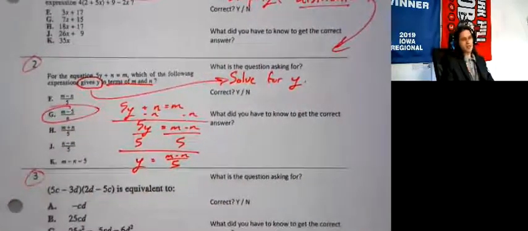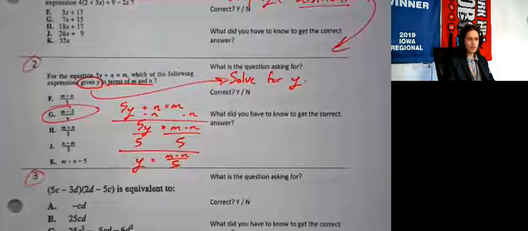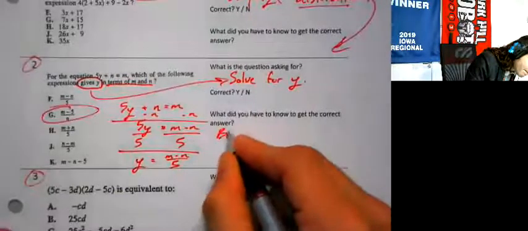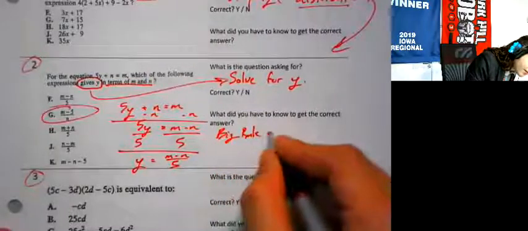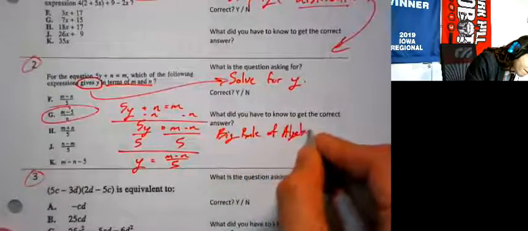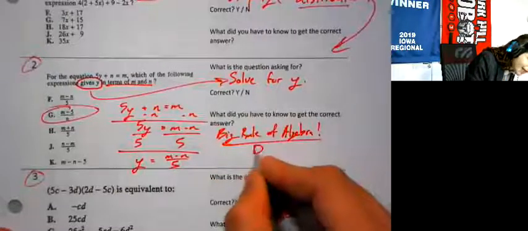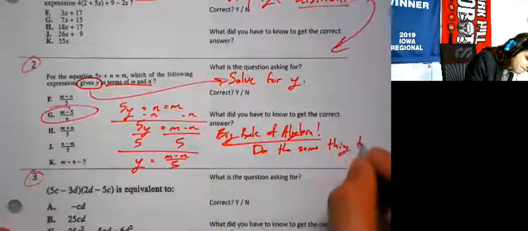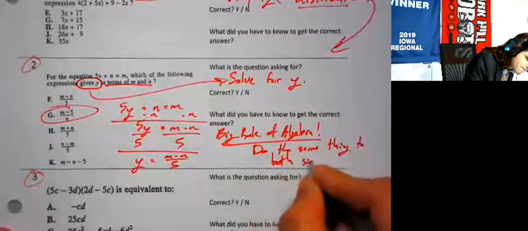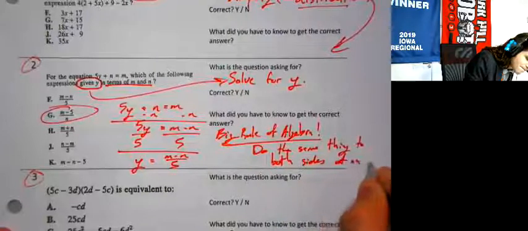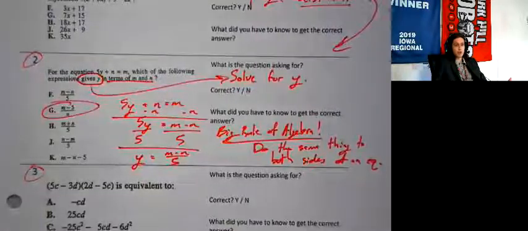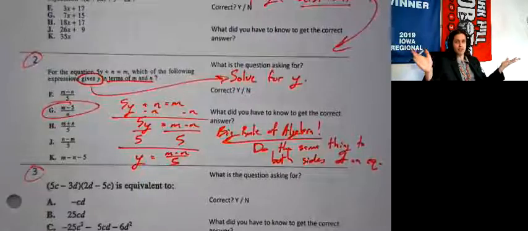That is G. The thing I might remind you of: what is the big rule of algebra? Do the same thing to both sides of an equation. If you do it to one side and you do it to the other side, they're still equal. Cool.